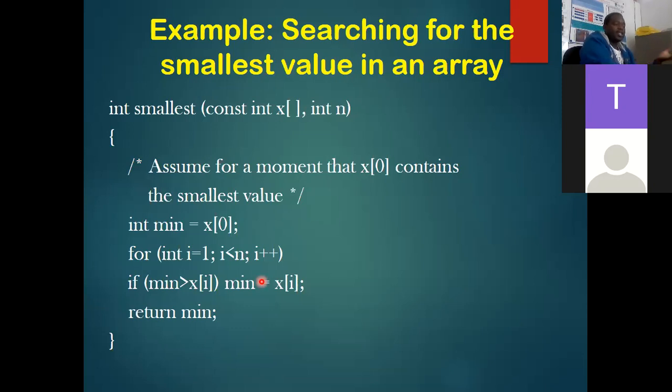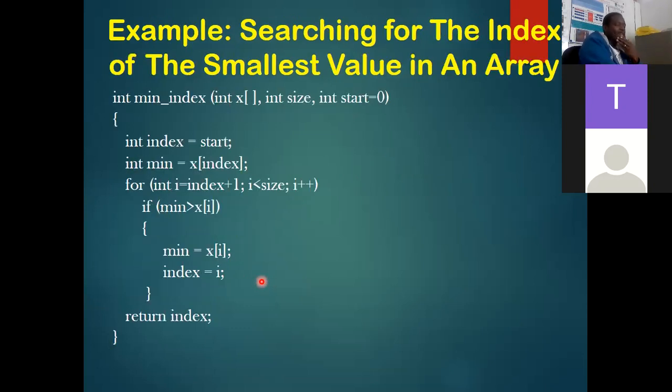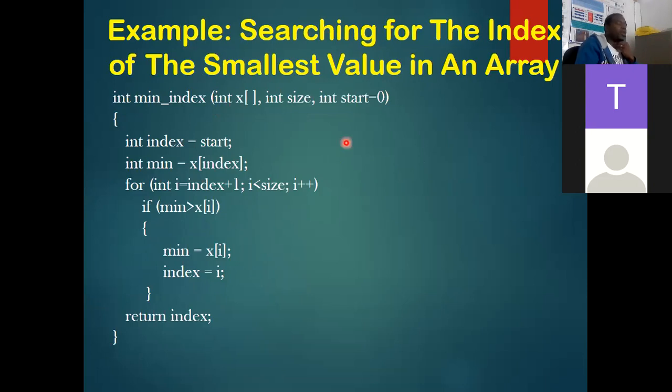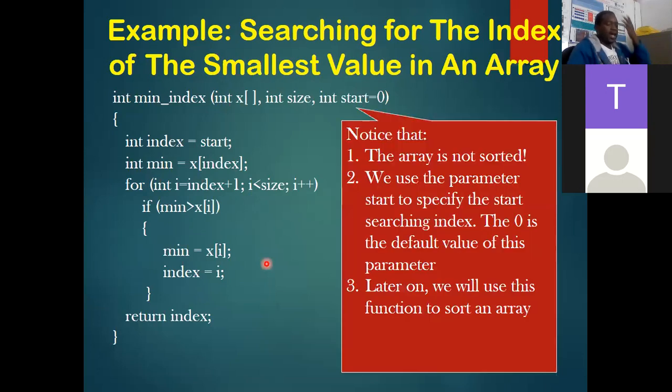I know you can use any other different algorithms to do that. So in this case, we are using a function called min, which is defined here. So when you make a call to that min, it will take the array name, its size, and you start at 0, and you start searching for the minimum value. So this algorithm is not a standard algorithm. You can use any other algorithm, but what you are saying is you can still use those arrays to search for values, right? So the array is not sorted. First, we use the parameters to specify the start searching index.